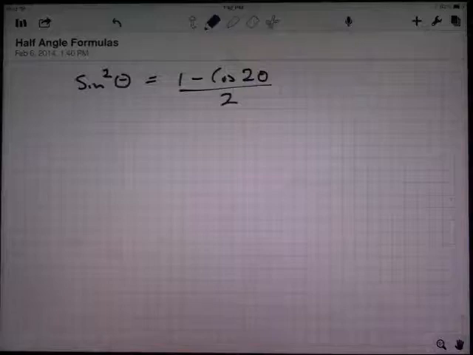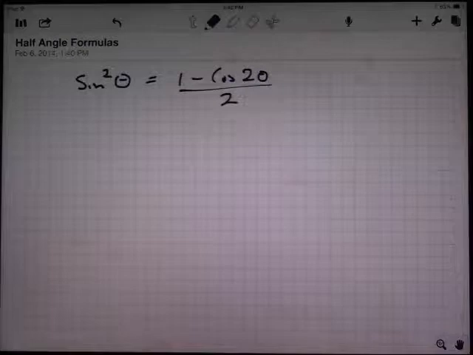Alright, in this video I want to take my power reducing formulas and turn them into what's called half angle formulas. And really, it's just a matter of taking the square root of both sides and changing what we call the angle. Just like this.